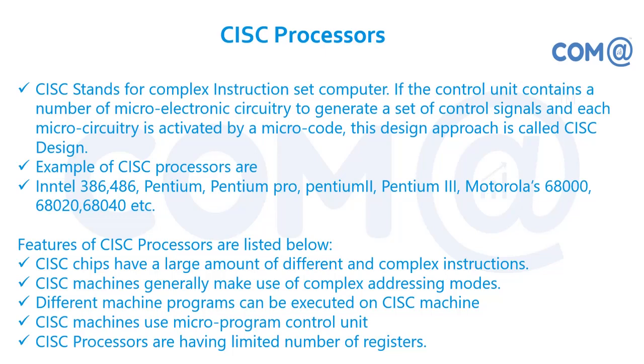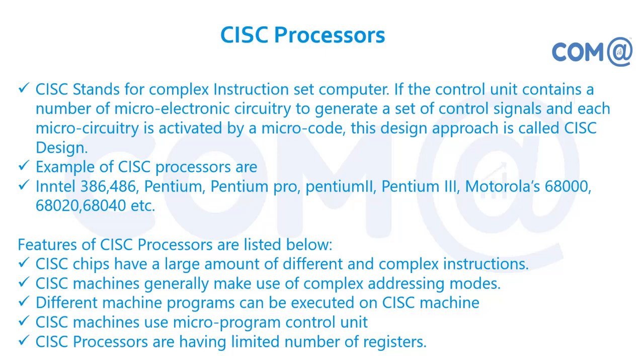CISC stands for Complex Instruction Set Computer. So the name implies that the system is not as easy as what we have been seeing. It has a complex instruction set. The control unit contains a memory and a number of microelectronic circuits to generate a set of control signals, and each microcircuit is activated by a microcode. This design approach is called a CISC design. Examples of CISC processors are 386, 486, Pentium Pro, Pentium 2, Pentium 3, and the Motorola series.